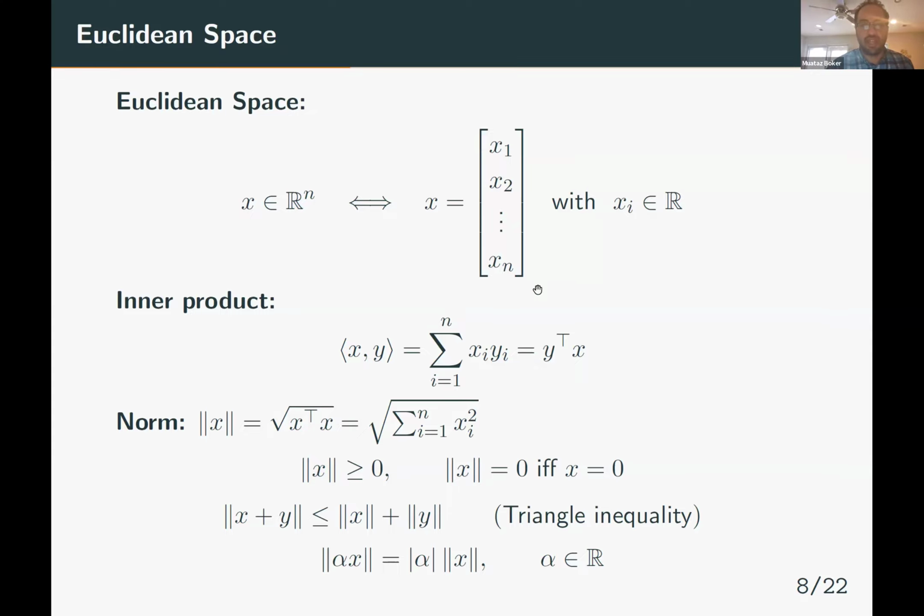The first one is what we call the inner product. We use this symbol for it, x and y, which is equal to this. So you take the vector x and do an inner product with y. This is the sum from i equal to 1 up to n of xi yi, or it's equal to y transpose x.